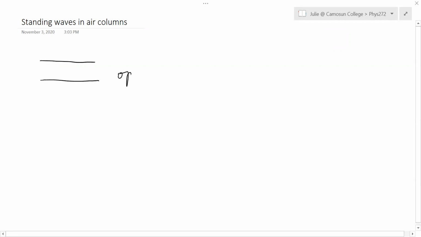This is a short video about standing waves in air columns. You will come across two types of columns or pipes: open-open, so it's open at both ends, or open-closed.